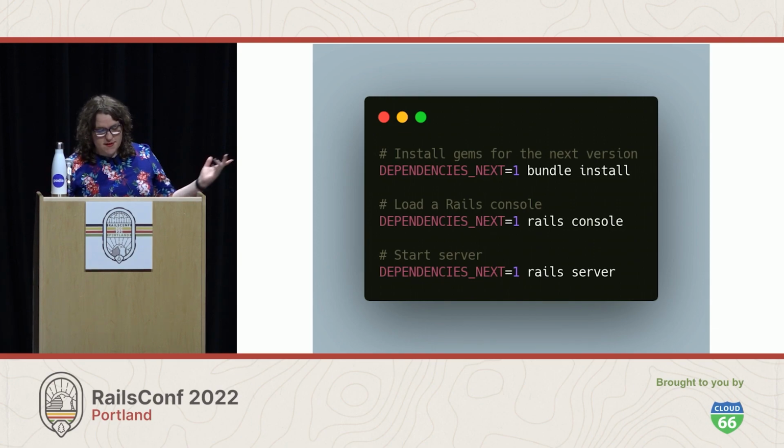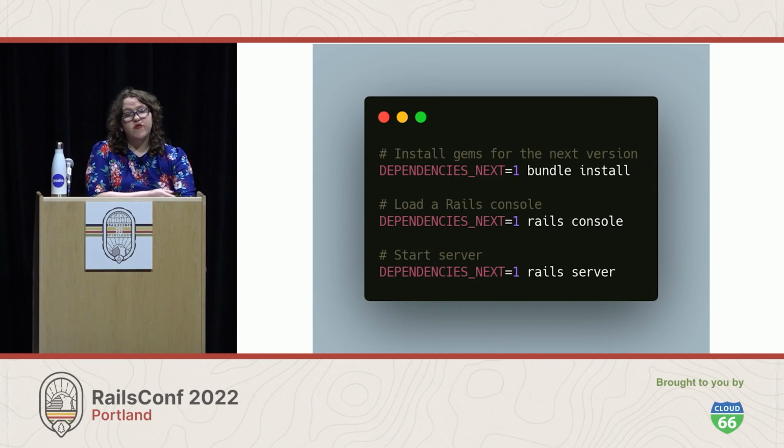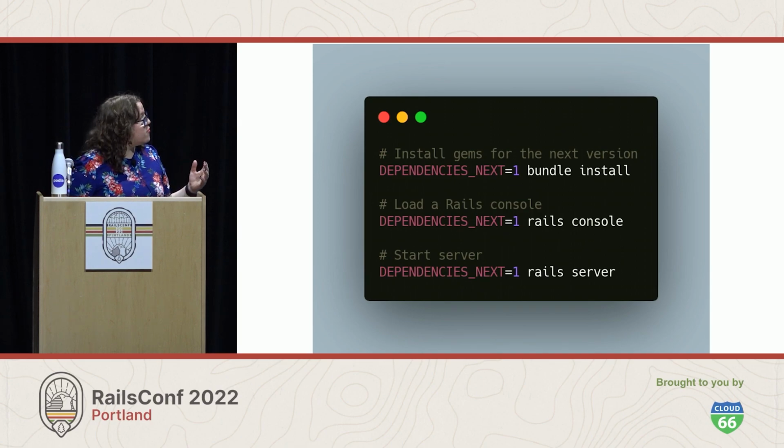So for example, DEPENDENCIES_NEXT=1 bundle install, or to start the Rails server, DEPENDENCIES_NEXT=1 rails server. You can use this locally to run your Rails server in Rails 7 instead of Rails 6.1 like your coworkers.